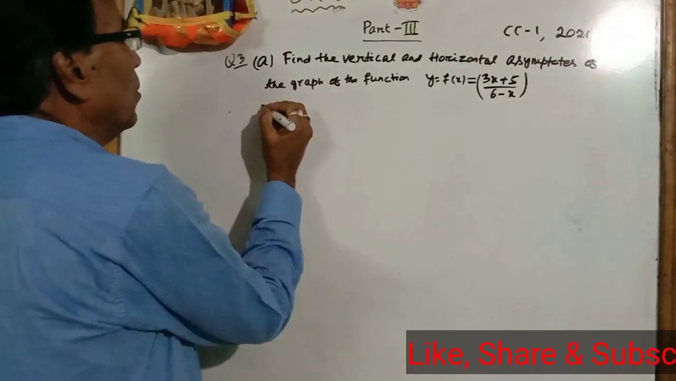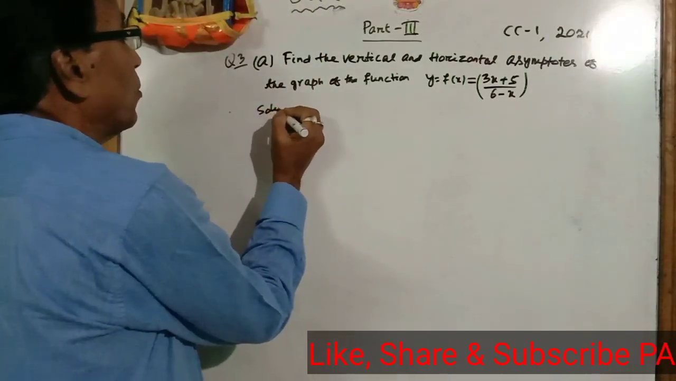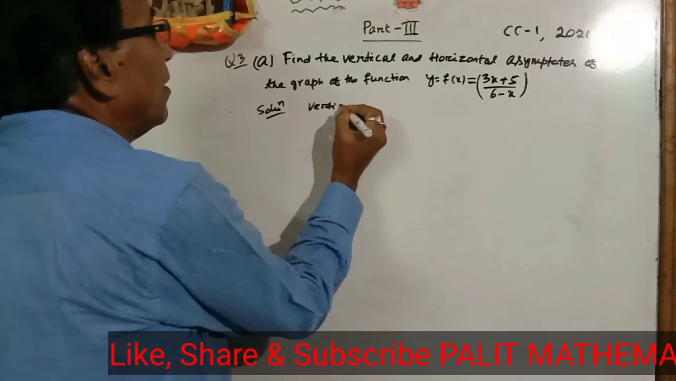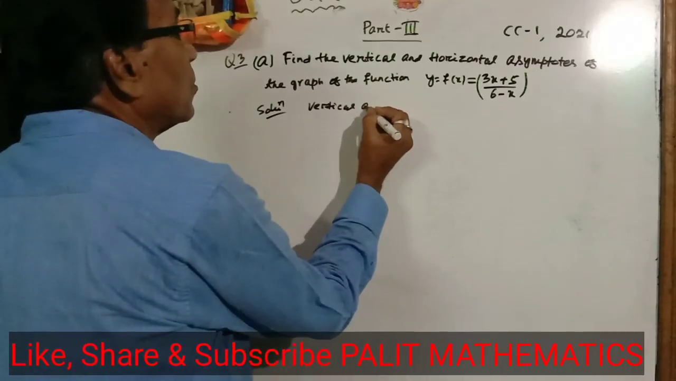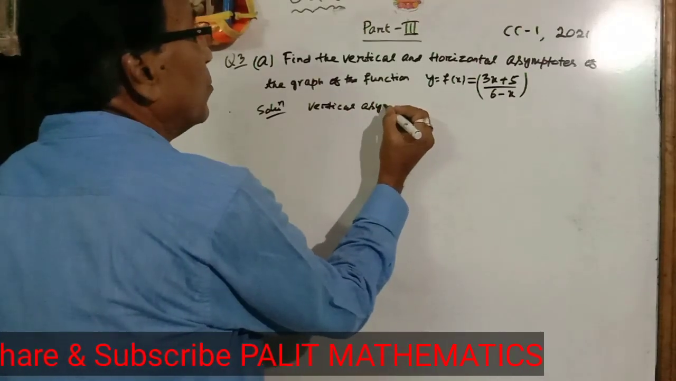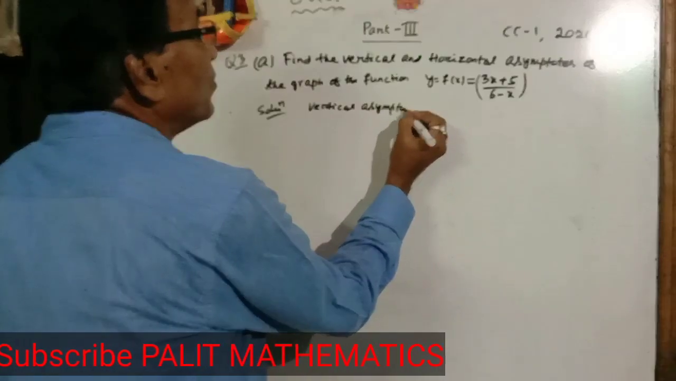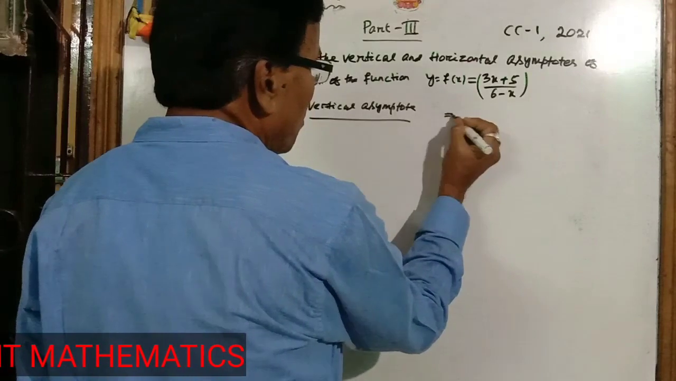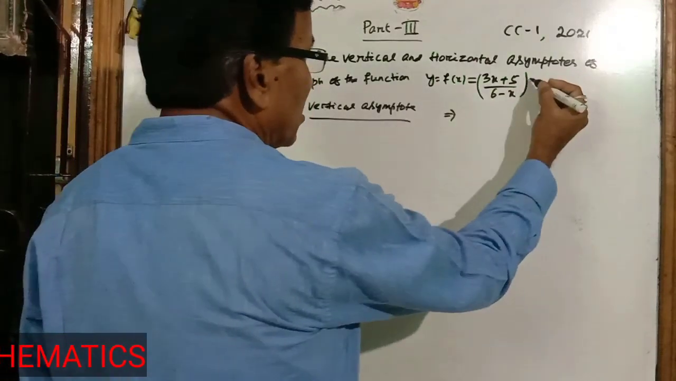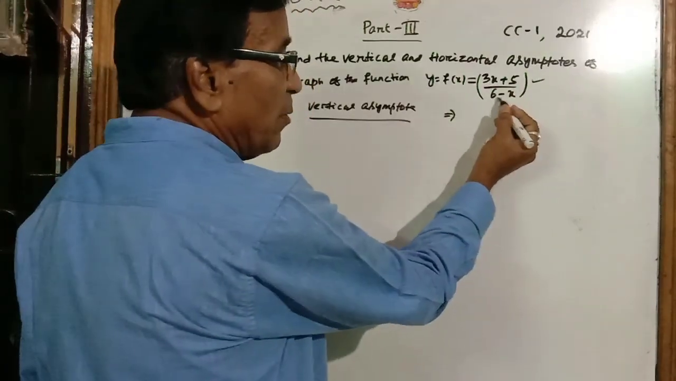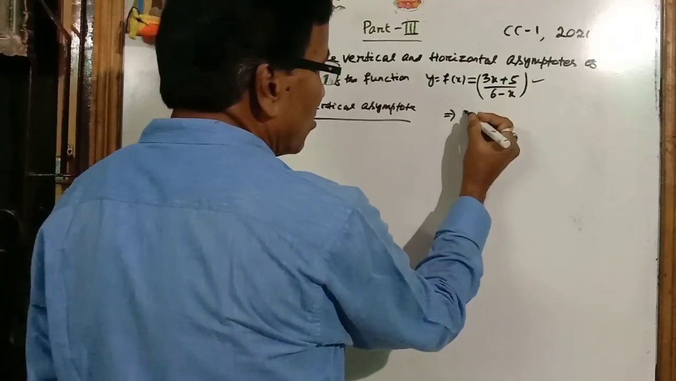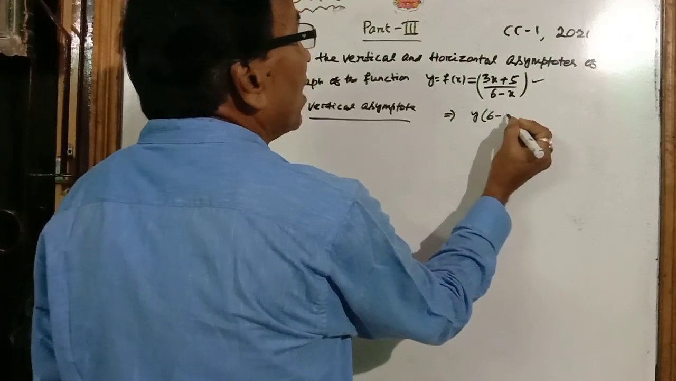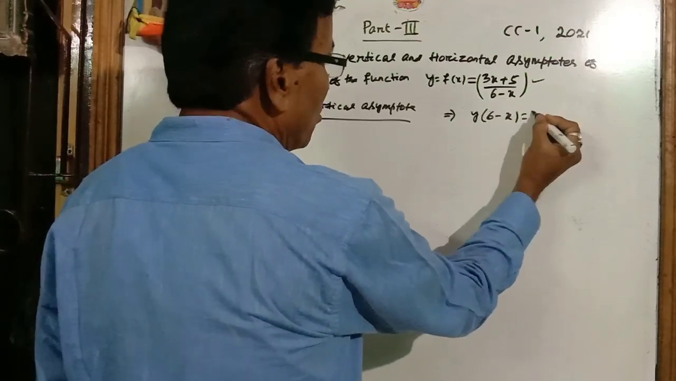First we will find out vertical asymptotes. So in order to find out the vertical asymptote, here the function is given as y is equal to 3x plus 5 divided by 6 minus x. On cross multiplication we are getting that y into 6 minus x is equal to 3x plus 5.